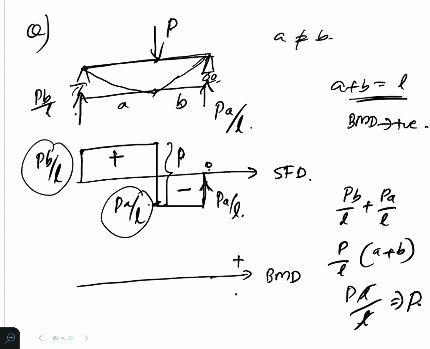The top is positive, bottom is negative. We are taking sagging as positive because this is a sagging case. We have to draw it on the upside. So we will have a value of 0 here because this is a hinge support. It will have 0 value here. And we will have the maximum at this point as we have already discussed. So PB by L into this distance will give you the moment here. That will be PAB by L. So we will have a straight line like this and the value here will be PAB by L.